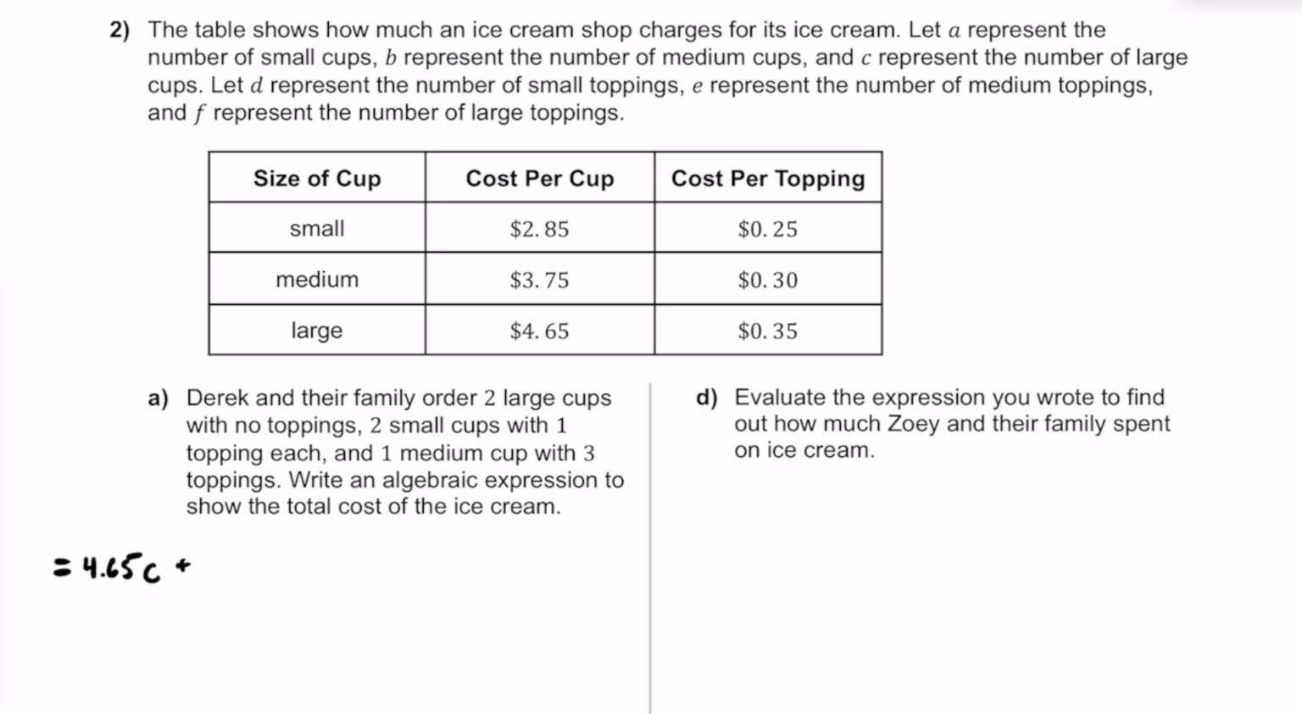Let's see, for no toppings, that is going to be no large toppings. That's going to be 0.35. The large toppings here, we're not getting any, but what represents the number of large toppings is going to be F. Okay, plus what are they getting for the small cups?